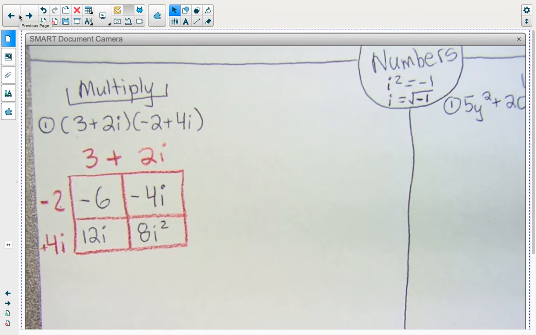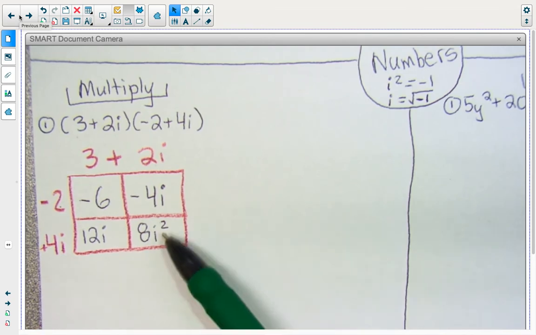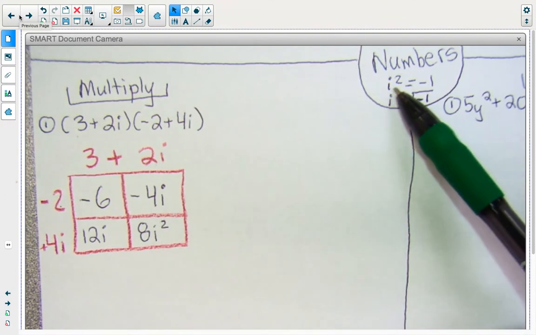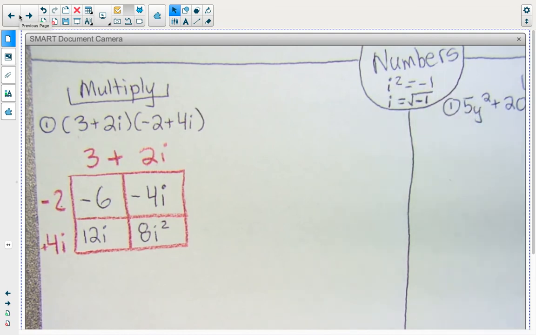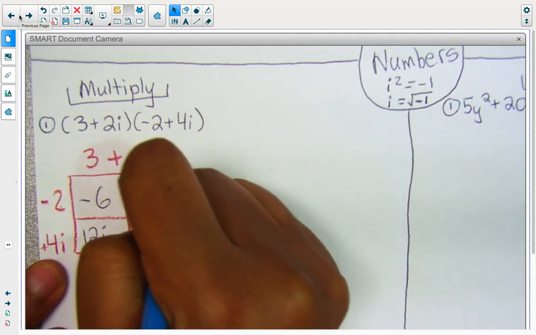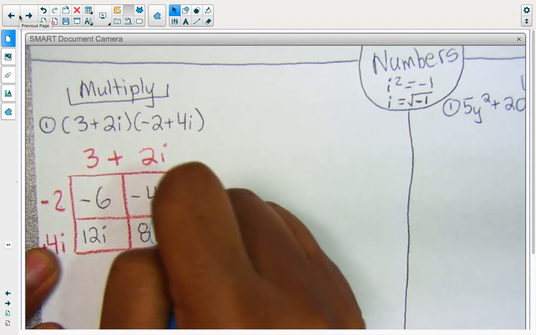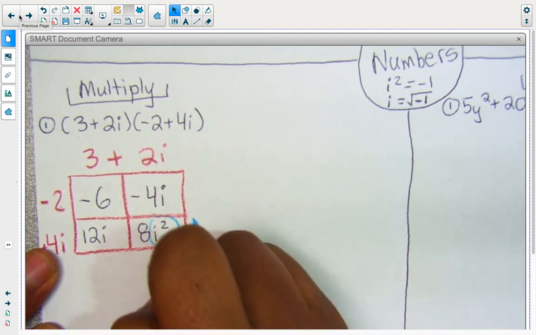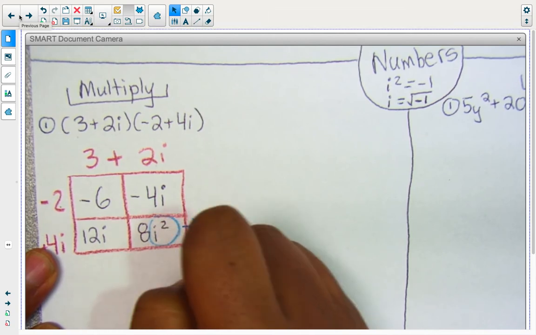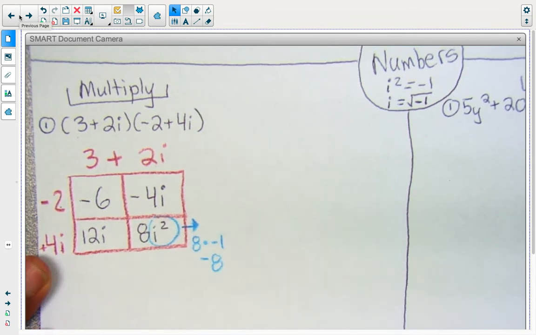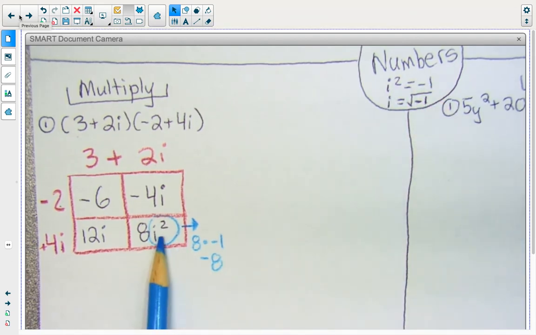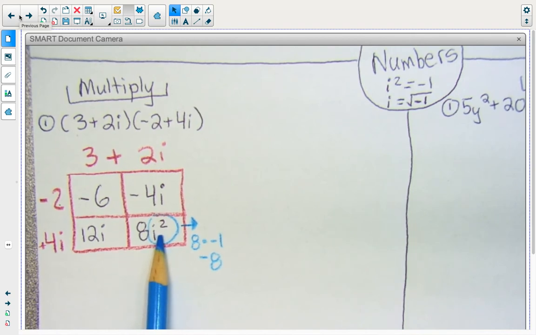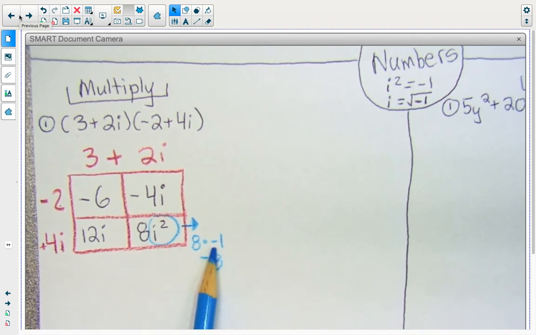Now we're going to go through and combine like terms. Before we combine like terms, I'm going to simplify this i squared. Our definition over here in the center of our paper, i squared equals negative 1. So I am going to replace this with negative 1. This box now becomes 8 times negative 1, which is negative 8.